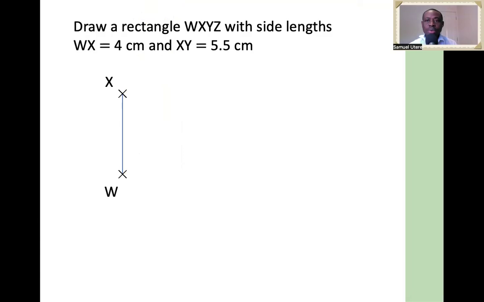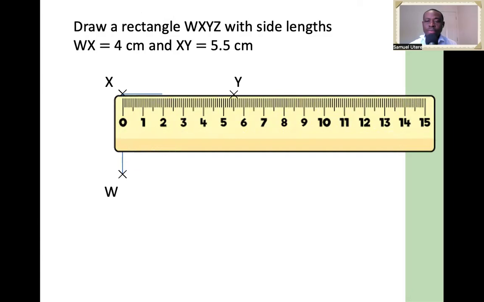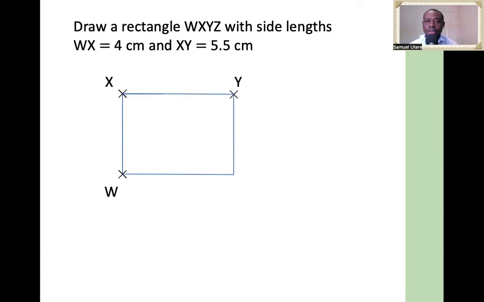This is where we need a set square because remember, for a rectangle, we have 90 degrees on the 4 vertices. So we'll put a set square there and we draw a little line which will help us complete the other line XY. Now that we have the set square, it helps us to define the 90-degree point or the right angle. We can use our ruler to complete the length 5.5. And then we can use set square to complete the other parts of the rectangle.